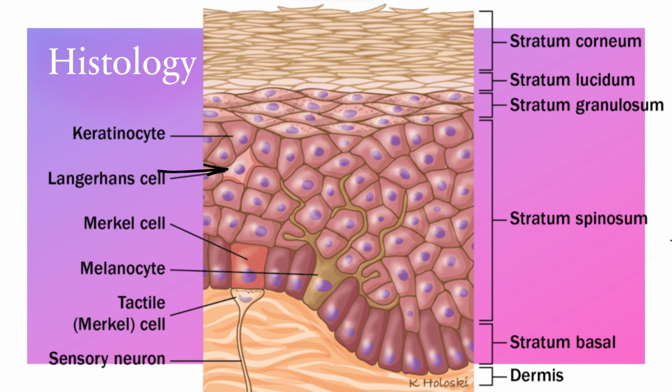Langerhans cells, dendritic cells, are the skin's first line defenders and play a significant role in antigen presentation. These cells are mesenchymal in origin, derived from CD34 positive stem cells of the bone marrow, and are part of the mononuclear phagocytic system. They contain Birbeck granules, tennis racket-shaped cytoplasmic organelles.